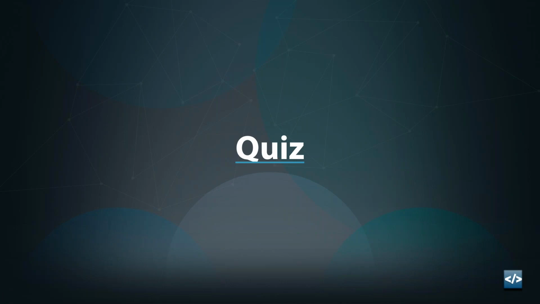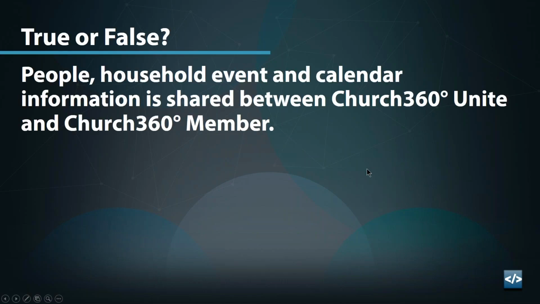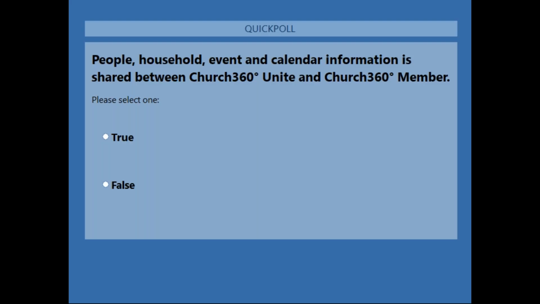So question number, here we go. Okay, so poll question number 1, true or false? Launch. So everybody should be able to see the poll question, true or false? People, household, event, and calendar information is shared between Church360 Unite and Church360 members. I missed the comma there, so it should be people, household, event, and calendar information is shared between Church360 Unite and Church360 members. True or false?